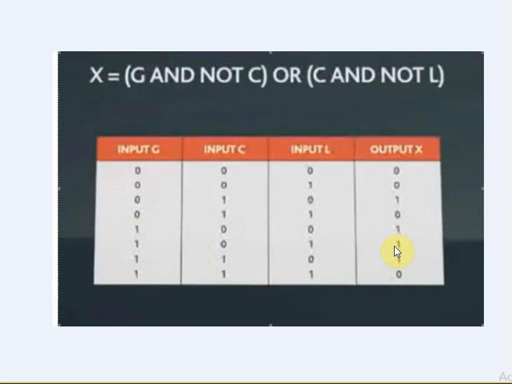Then C and not L. C and not L. Here 1. Here C and not L. After writing all the combinations, we see just both sides. If this condition is okay, output is 1. Or if this condition is okay, output is 1. Then after that you fill all with zeros. Right? Now it is very clear.